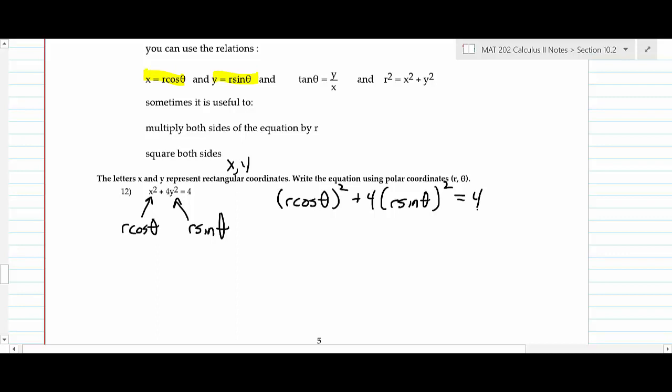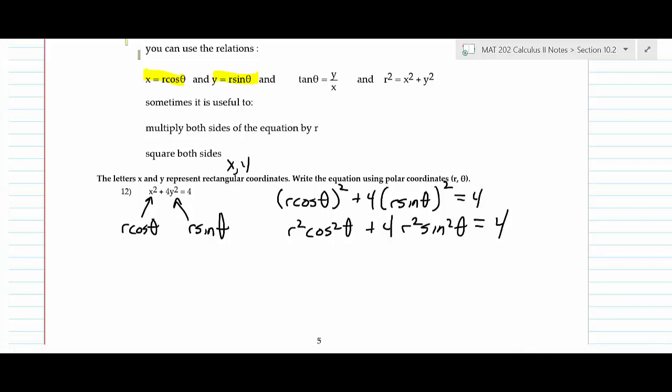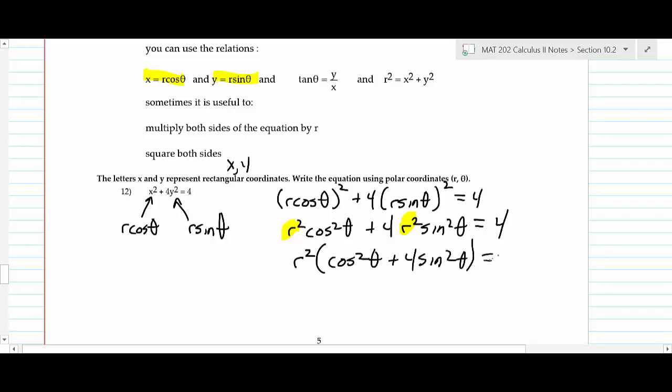And generally on these problems, you just do simple things, just little simplifications. So if you square this, you're going to get r squared cosine squared theta plus 4 r squared sine squared theta is equal to 4. Okay? You don't have to go very far on this. The only thing that I would do is factor out an r squared. Then you get r squared times (cosine squared theta plus 4 sine squared theta) is equal to 4. That's good enough. Okay, you don't have to go any further than that.